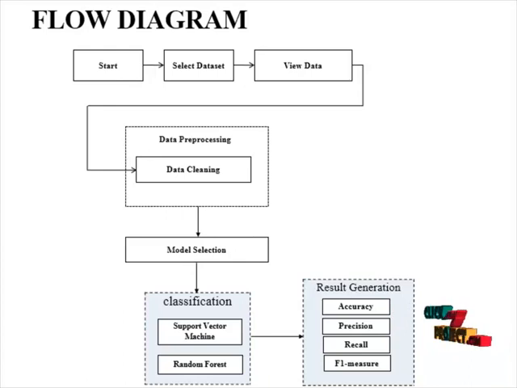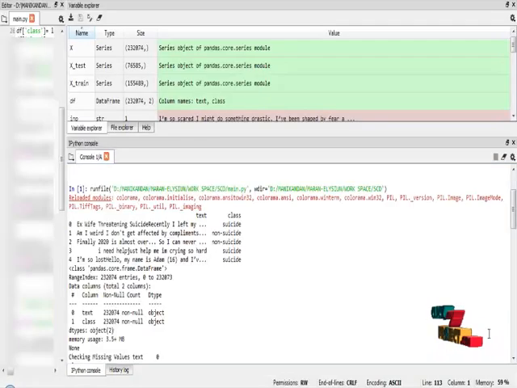After that it will be implemented into model selection. In model selection we need to choose the independent variable and dependent variable. After choosing the independent and dependent variable, we need to split the dataset into training dataset and testing dataset. Then it will be applied to the classification method. In classification, we are using two machine learning algorithms, support vector machine and random forest algorithm, and it will analyze the data and generate the result based on accuracy, precision, recall, and F1 score. The project was executed in Anaconda Navigator Spyder IDE, and this is the output of suicidal content detection.